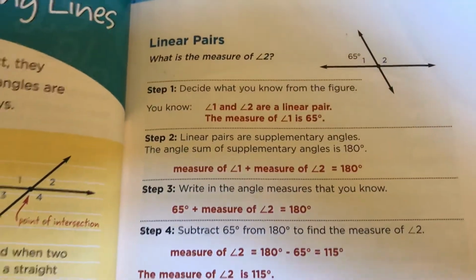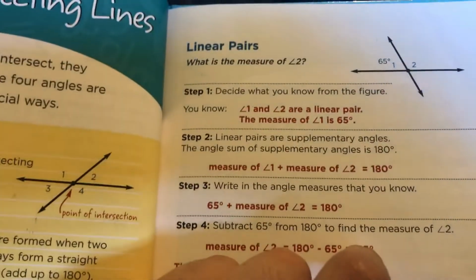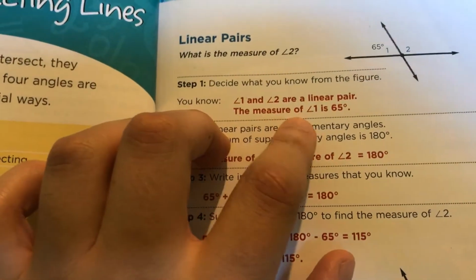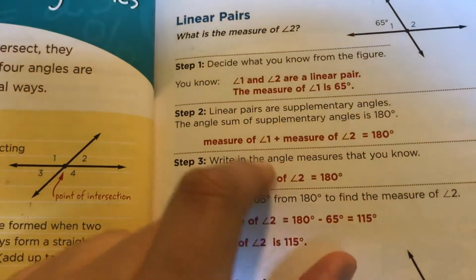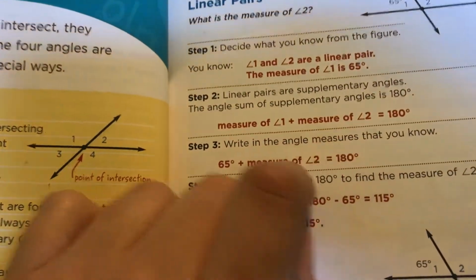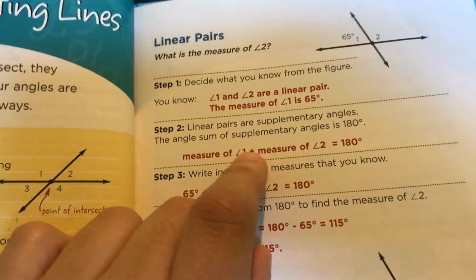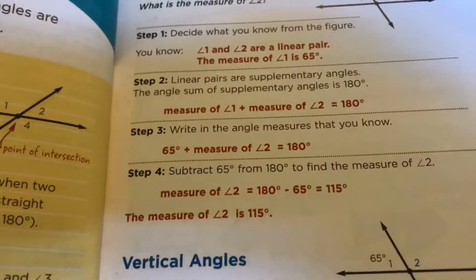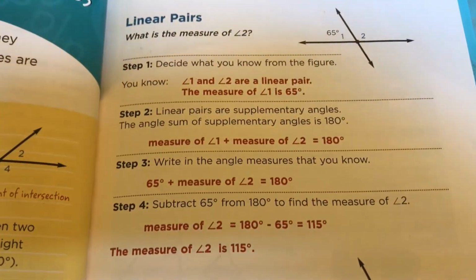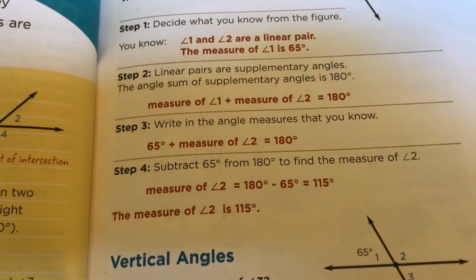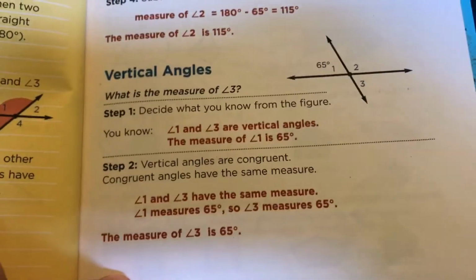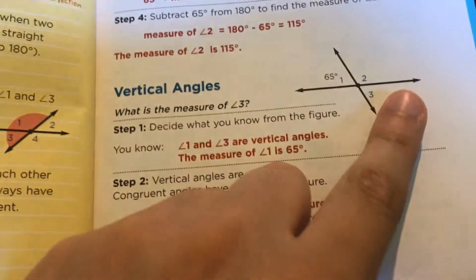Linear pairs. What is the measure of angle 2? Decide what you know from the figure. 1 and 2 are a linear pair. The measure of angle 1 is 65. Step 2, linear pairs are supplementary angles. The angle sum of supplementary angles is 180. Measure of angle 1 plus measure of angle 2 equals 180. Write in the angle measures that you know. 65 degrees plus measure of 2 equals 180. Subtract 65 from 180 to find the measure. 115.